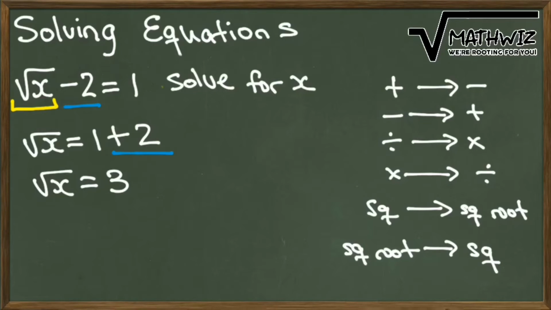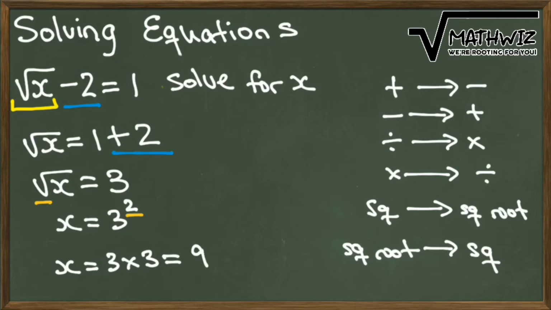To get rid of the square root, you must use the square. And so we have x is equal to 3 squared. So to get rid of the square root, you square. And please note that 3 squared does not mean 3 times 2. It means 3 multiplied by itself 2 times, which is 3 times 3, which is 9. Provided you understood that question, you can go ahead and try this one on your own.